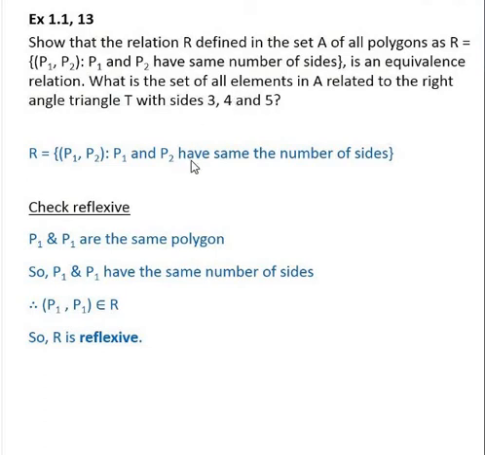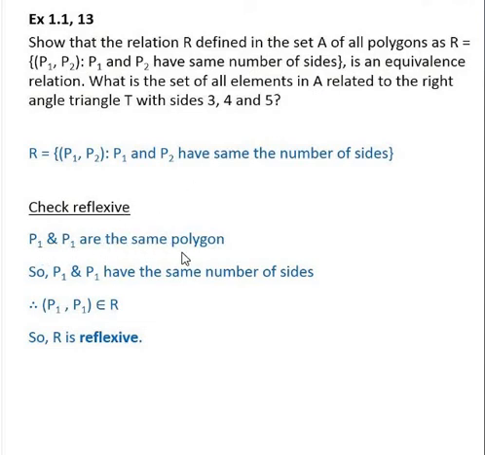P1 and P2 have the same number of sides. If I am saying that P1 has 3 sides, then P2 must have 3 sides. That means if P1 is a triangle, then P2 should be a triangle. If P1 is a quadrilateral, then P2 should be a quadrilateral. If P1 is a pentagon, then P2 should be a pentagon. I think you understood this question. Now check reflexivity.